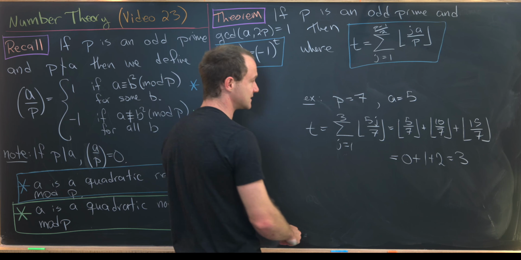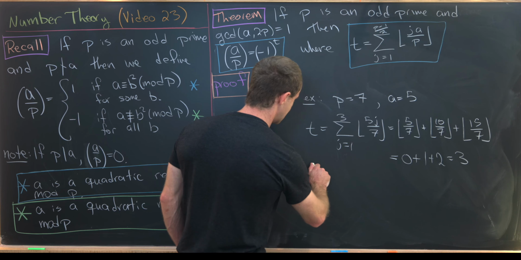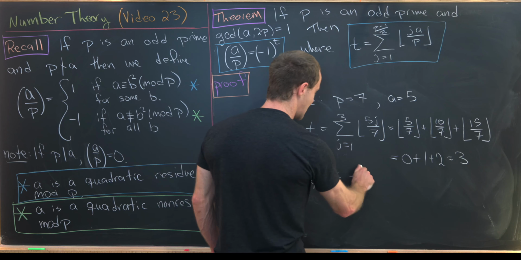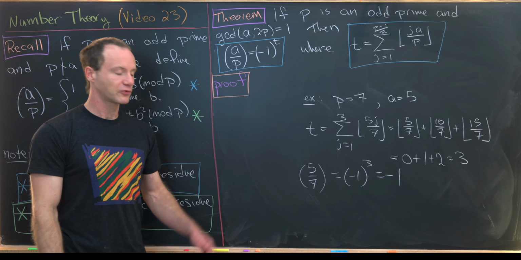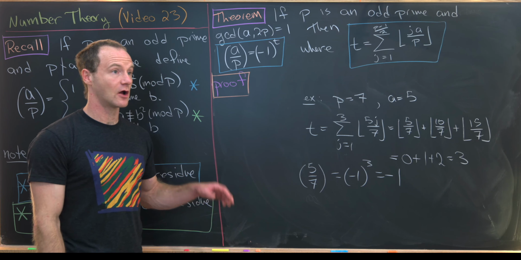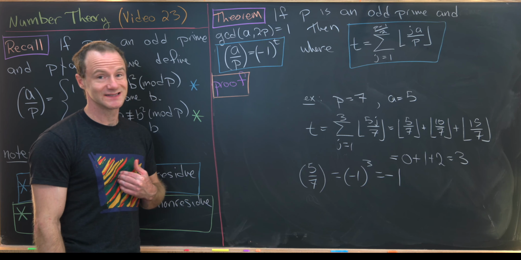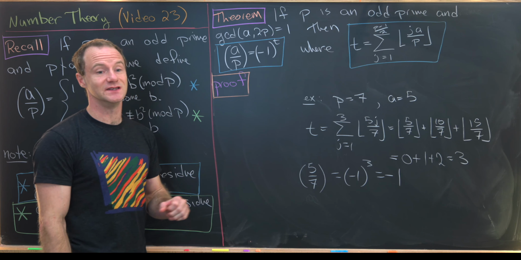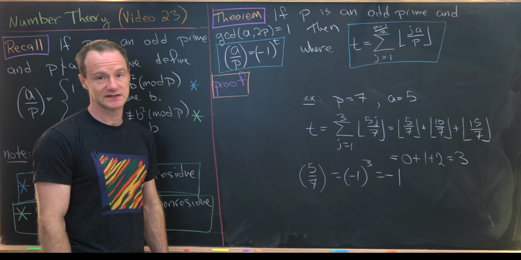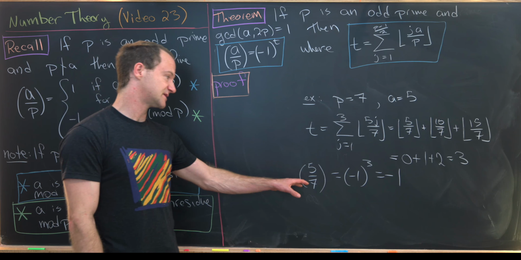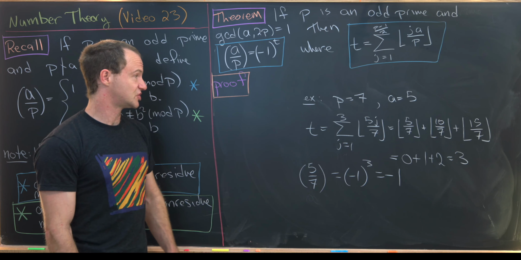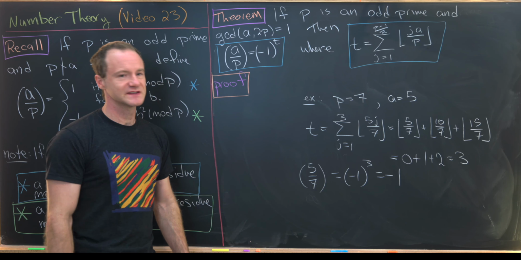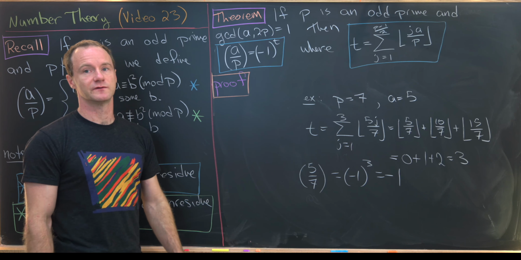Okay, well that tells us that (5/7), the Legendre symbol, is equal to (-1)^3, which is -1. And in the previous video, we looked at all of the quadratic residues mod 7, and we saw that 5 was not a quadratic residue mod 7, which means we should expect the Legendre symbol to give us -1. So all of this checks out. Okay, let's get rid of this example, and then we'll dive into the proof.